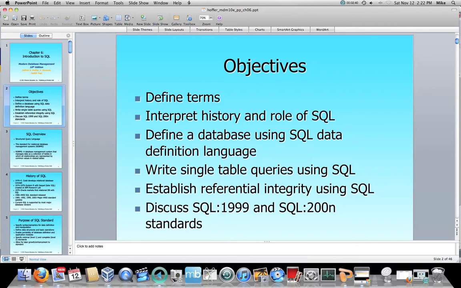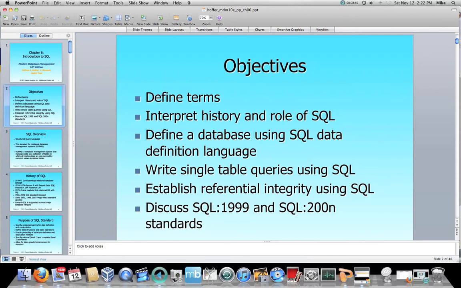We're going to talk about defining a database using SQL data definition language, or DDL. We're going to write single table queries, which is DML, data manipulation language. We're going to establish referential integrity using SQL. You've probably already seen that in your create table statements. And we're going to discuss some of the standards. Not going to go crazy with the standards, just want you to know that the standards have changed over time.